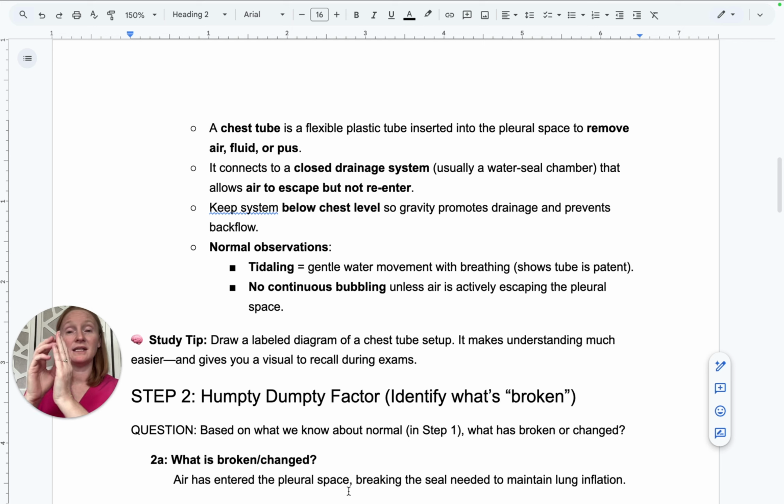And in most cases, the air from the lungs can escape out through there. That's what it means when it says it's breaking the seal needed to maintain the lung inflation. So we can't maintain that negative pressure.